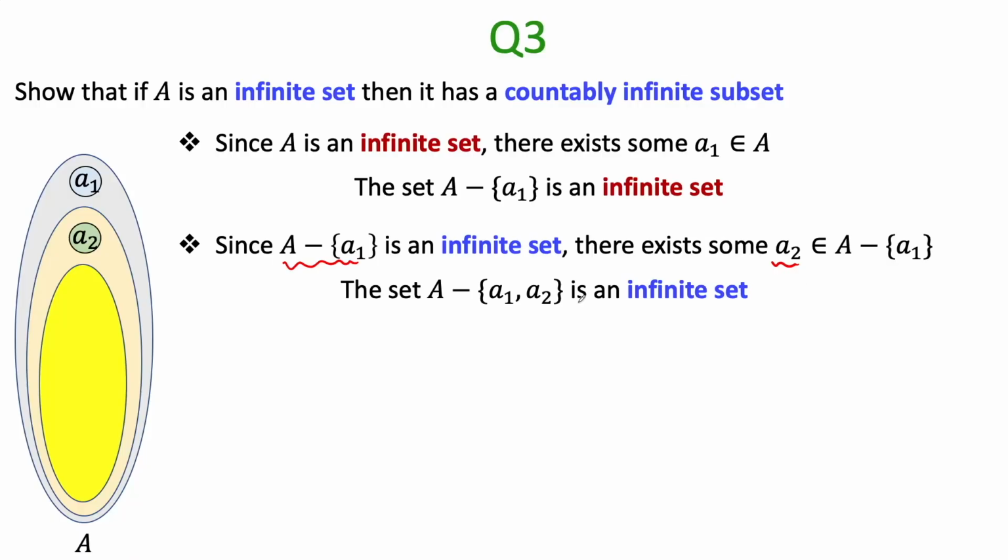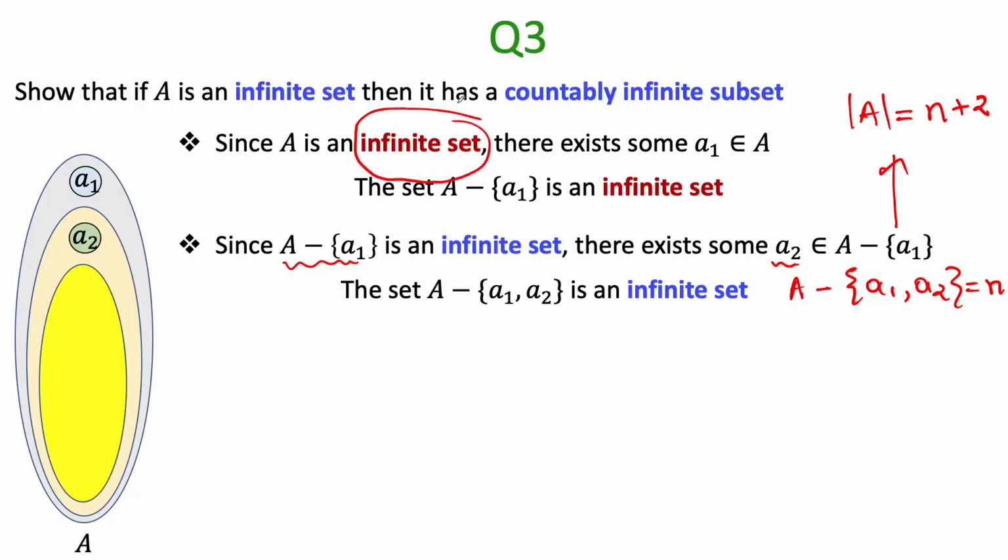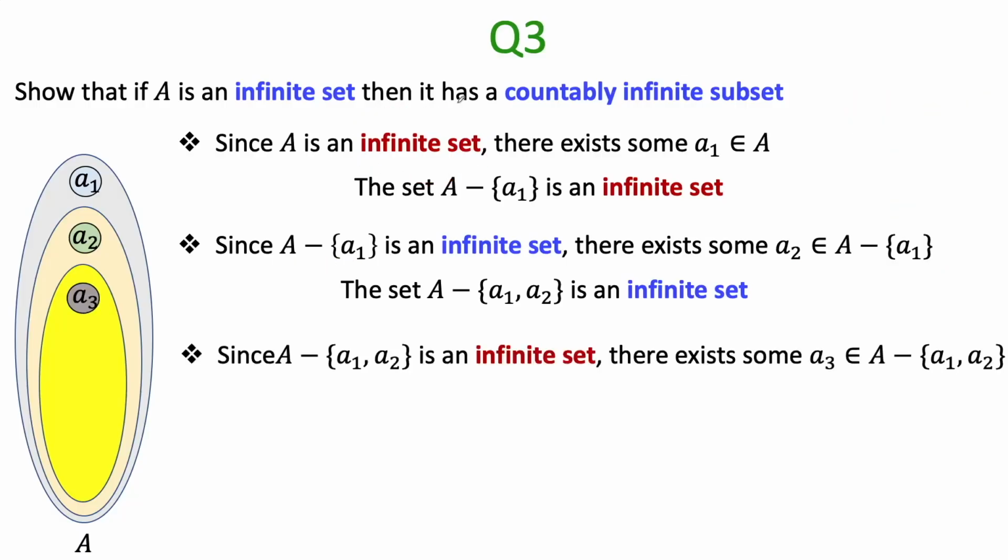Again, the proof follows using a similar argument. If this leftover set is not infinite, suppose its cardinality is a finite number, say n, then what can I say about the cardinality of A? I can say the cardinality of A will be n plus 2, which is a natural number, a positive number, and which goes against the assumption that A is an infinite set.